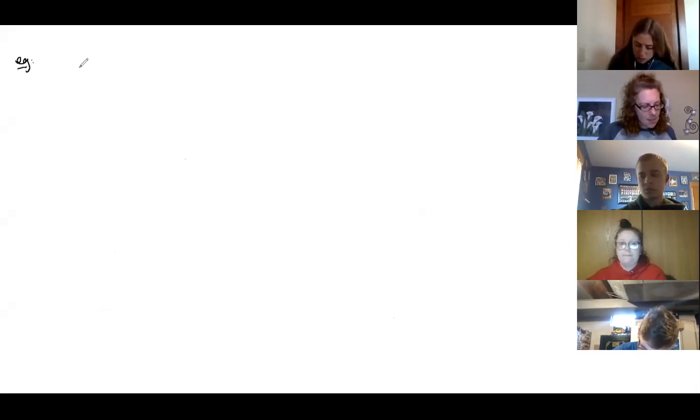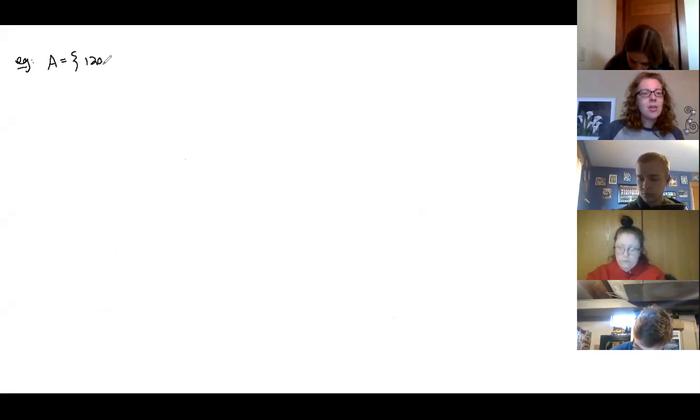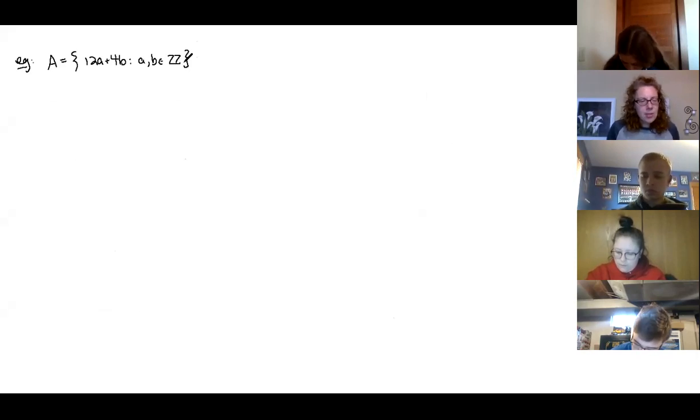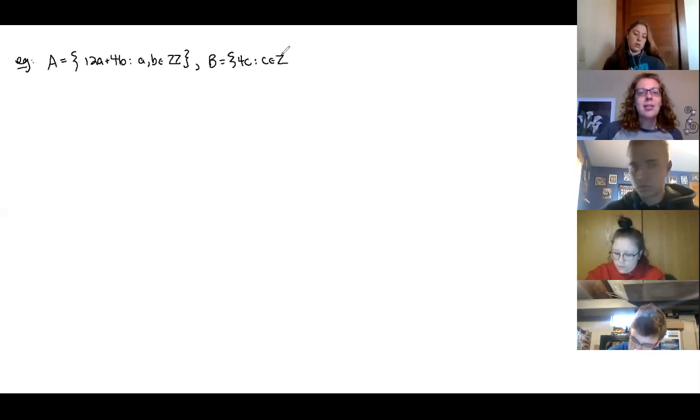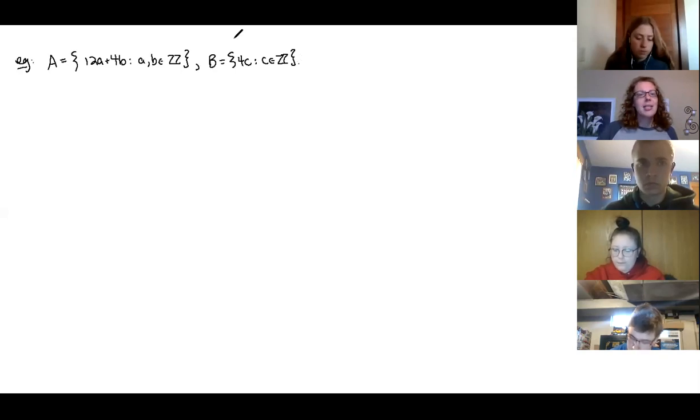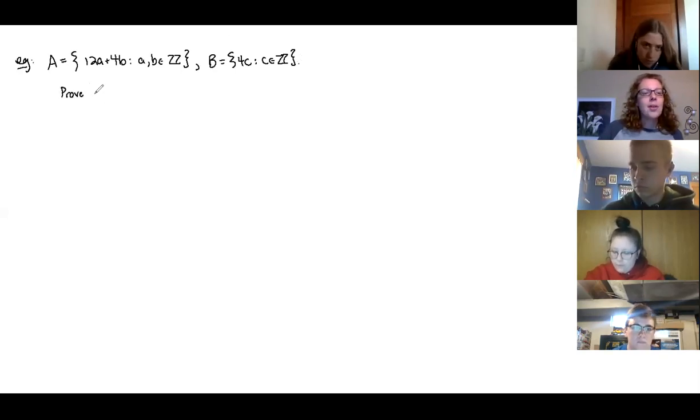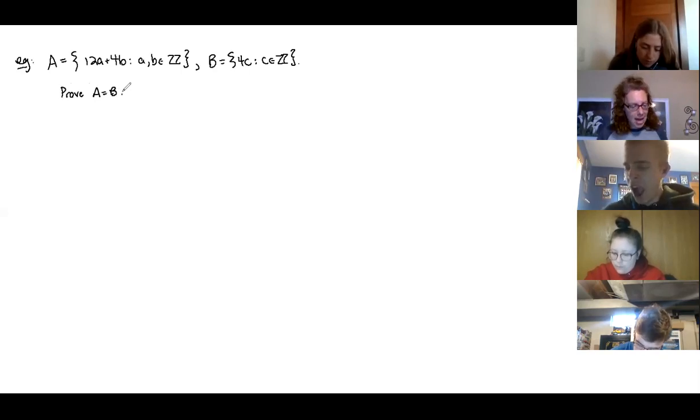Last example for today. For example, let's say that A equals the set of 12a plus 4b, so that a and b live in the integers. So that's going to be my set A. And my set B is going to be 4c, so that c lives in the integers. So we're doing set builder notation in this case. Defining characteristics, what do I know about these sets, etc. And what I want to do is prove that these are actually the same set. Prove that A equals B.